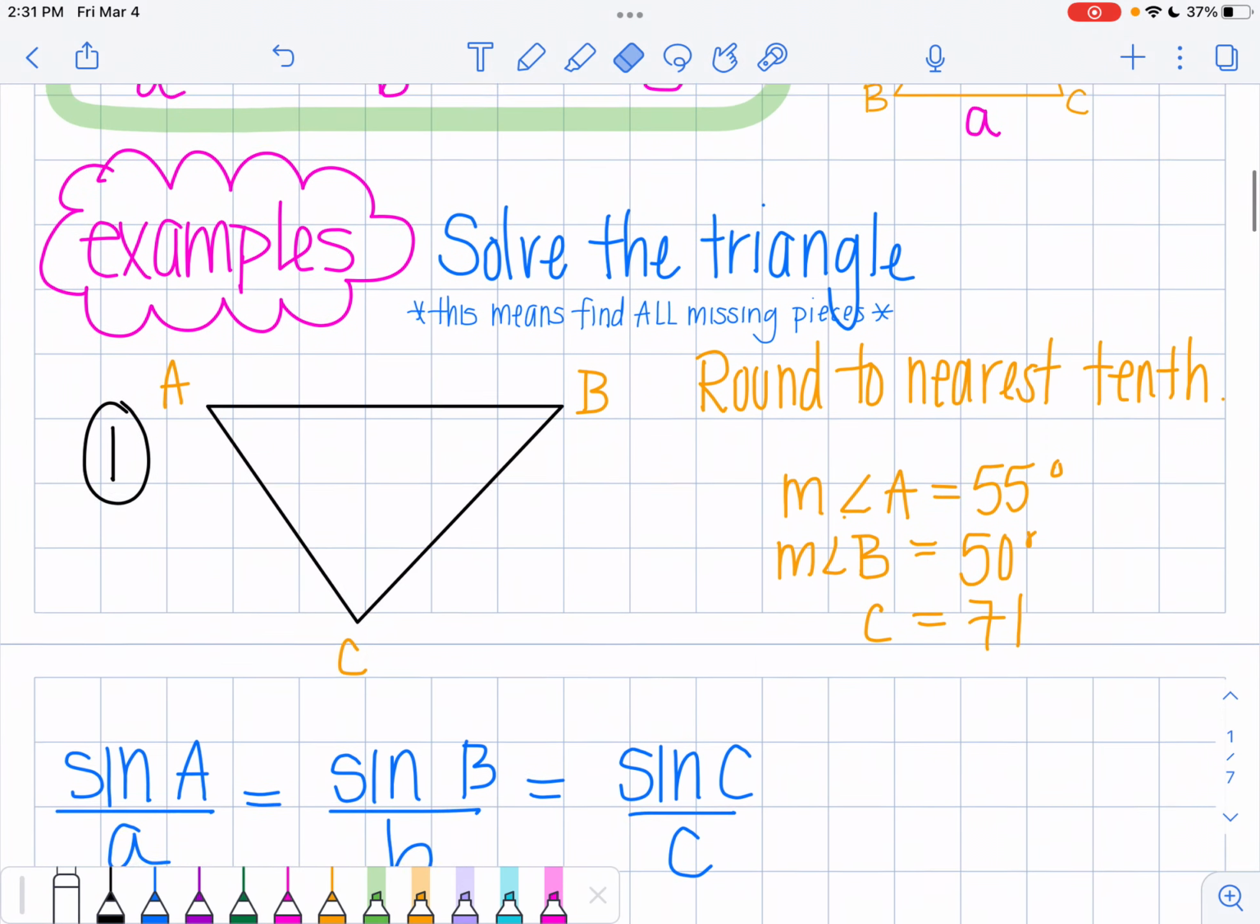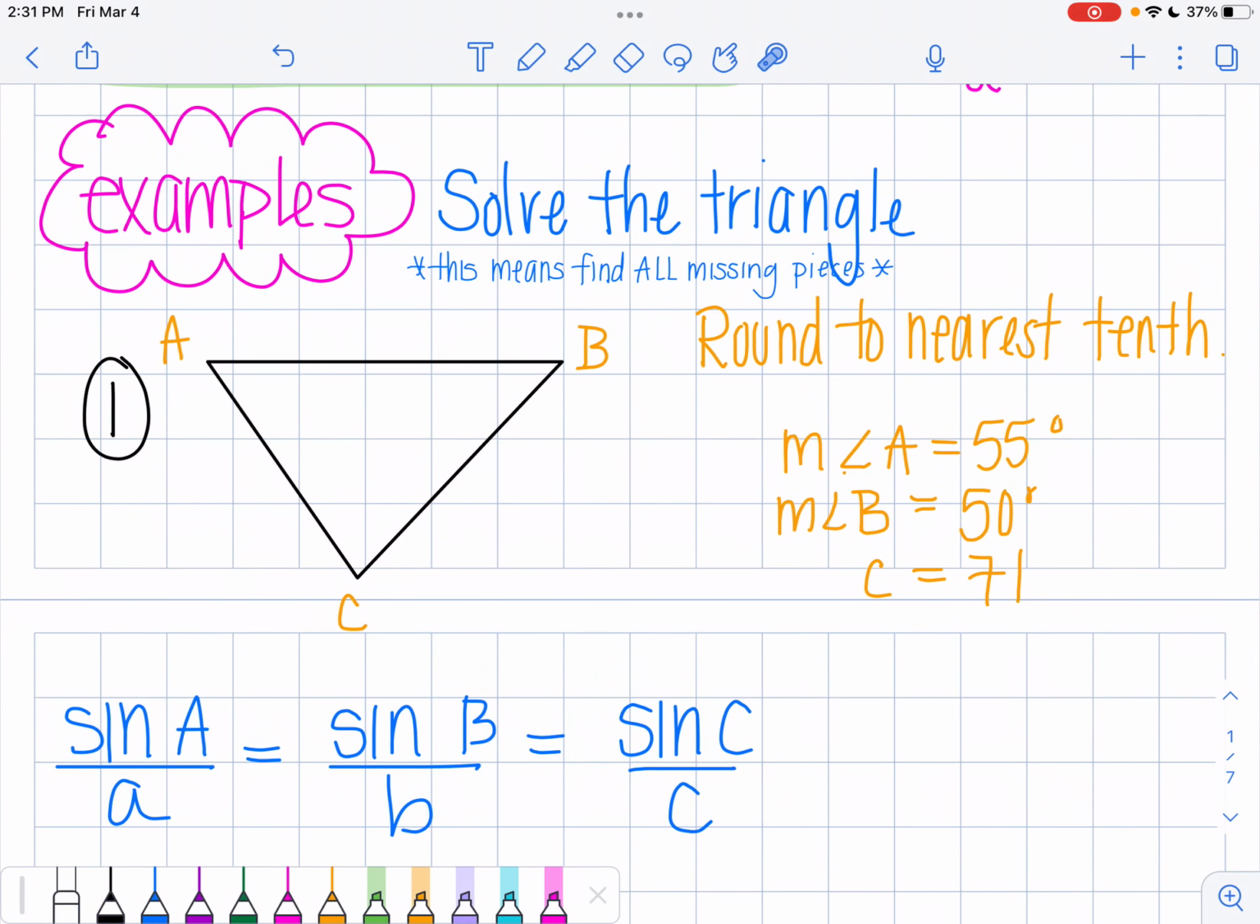So what we're going to do is use the law of sines to solve the triangle, which means to find all the missing pieces in the triangle. So a triangle has three sides and it has three angles. And in order to use the law of sines, you need three pieces of information. So we have to find the missing three pieces of information.